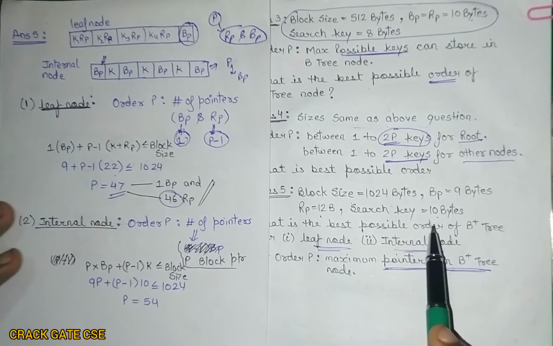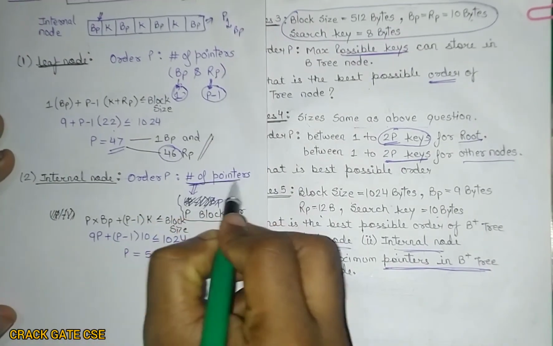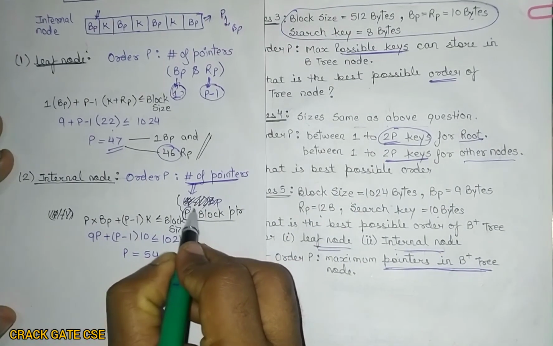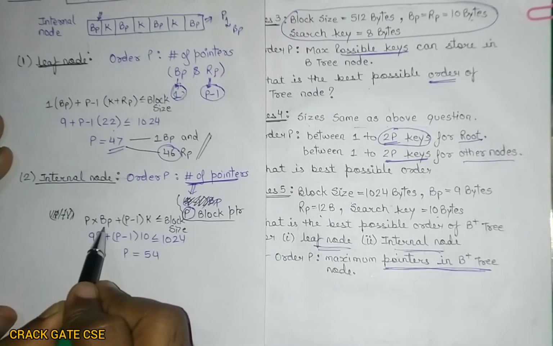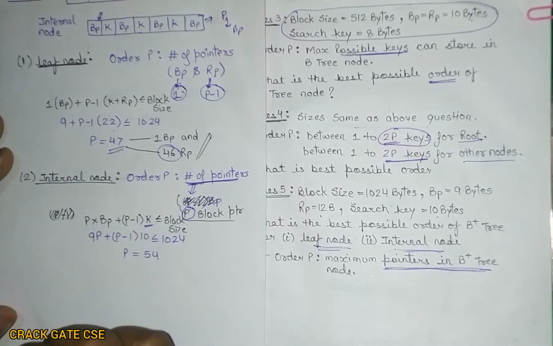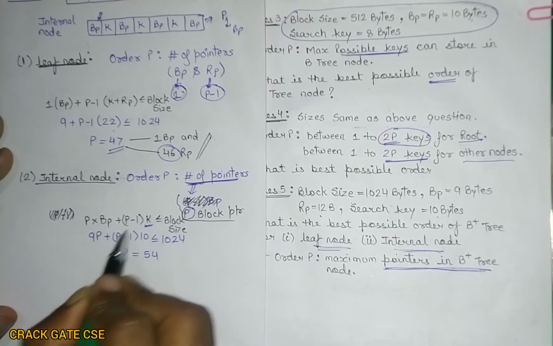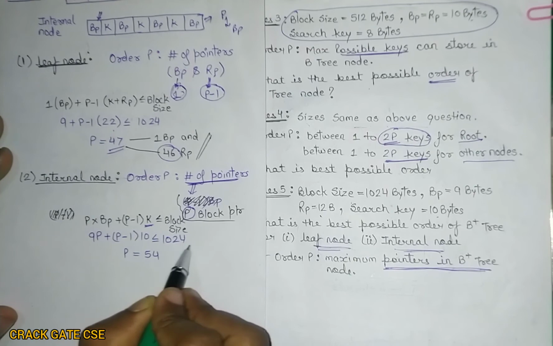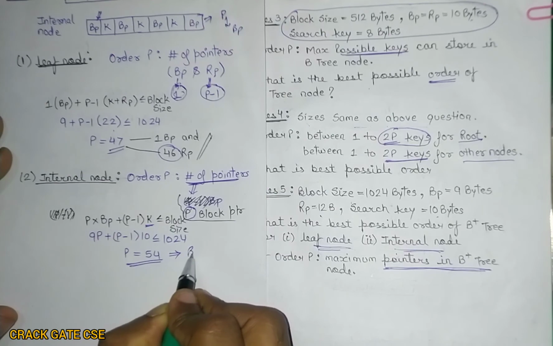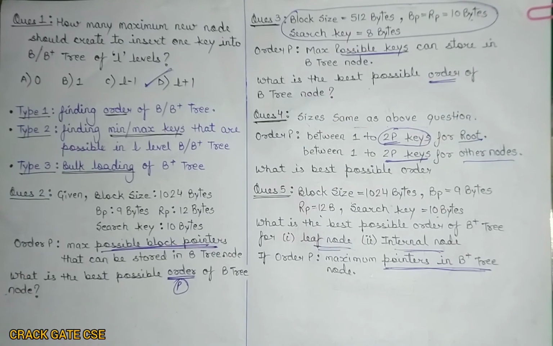Similarly, you can find out for the internal node, right? If you talk about the internal node, order is p, which is nothing but the number of pointers. So here we are having only block pointers, so all the p's are block pointers only. So p block pointers are there, p minus 1 keys are there, because there are no record pointers in the internal node. So just solve on the basis of this information. Block pointer is 9, p minus 1 key size is 10, block size is 1024. So we are having p as 54. This 54 is nothing but the number of block pointers in the internal node, right? So this is all about these questions.